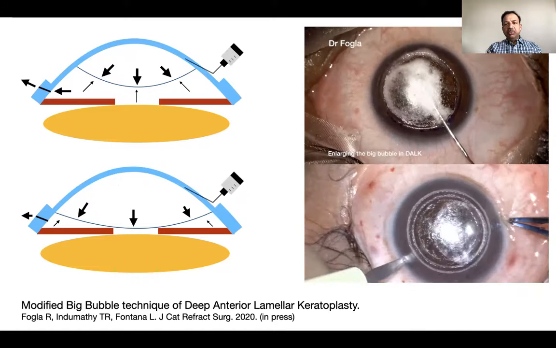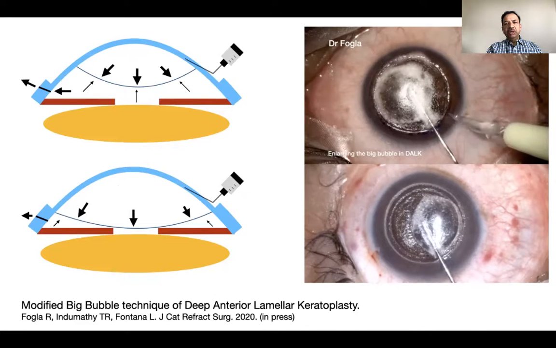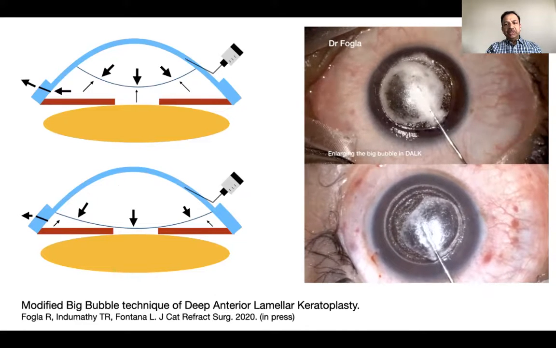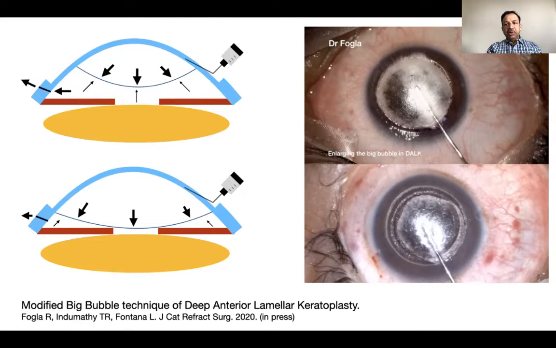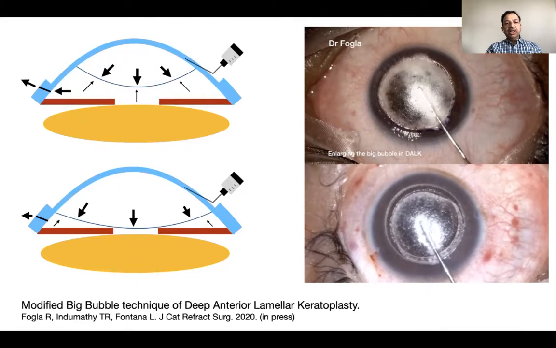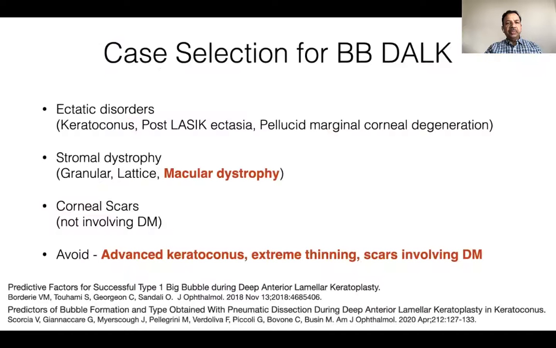The advantage is that we do a 2-stage injection where we inject the initial air to initiate the bubble. And then we do a paracentesis to release some aqueous, which reduces the intraocular pressure and the counter pressure from the aqueous. And now when you enlarge the bubble, you can avoid having that rupture.